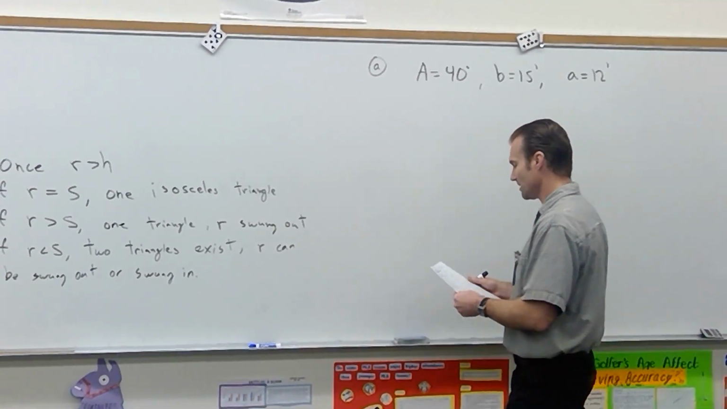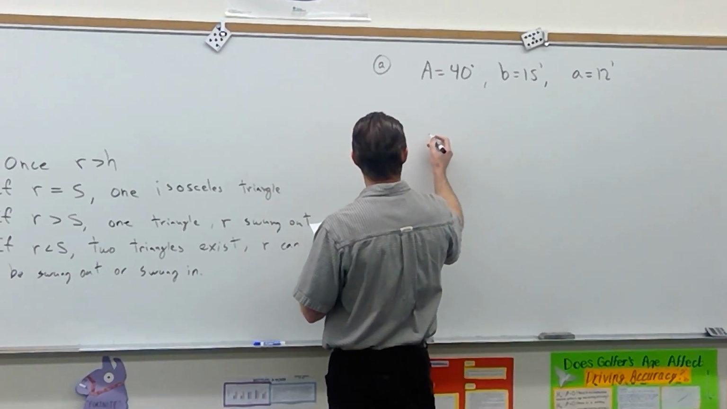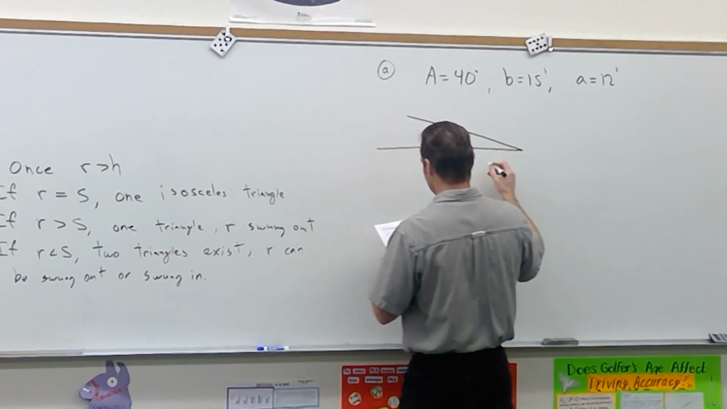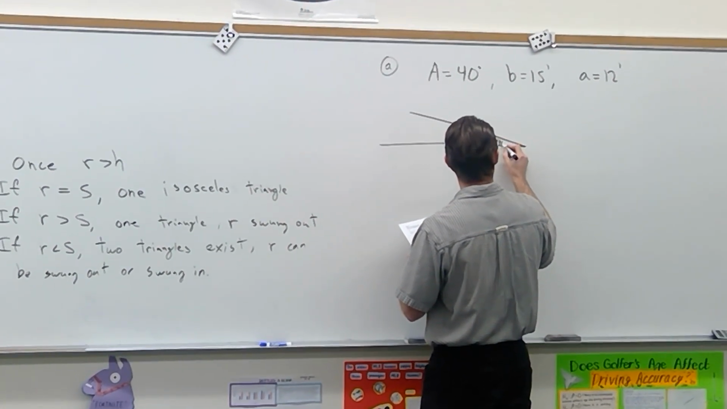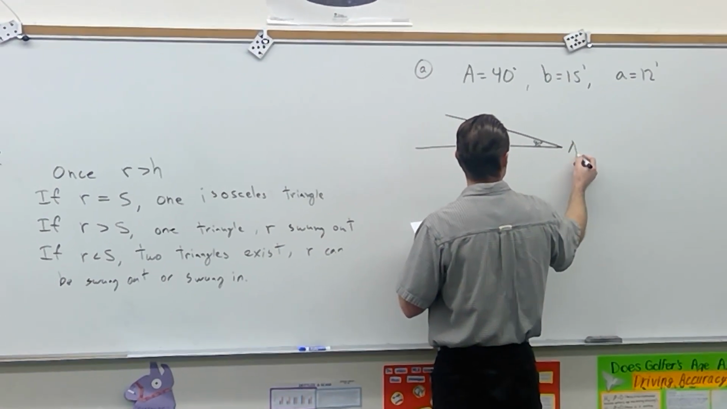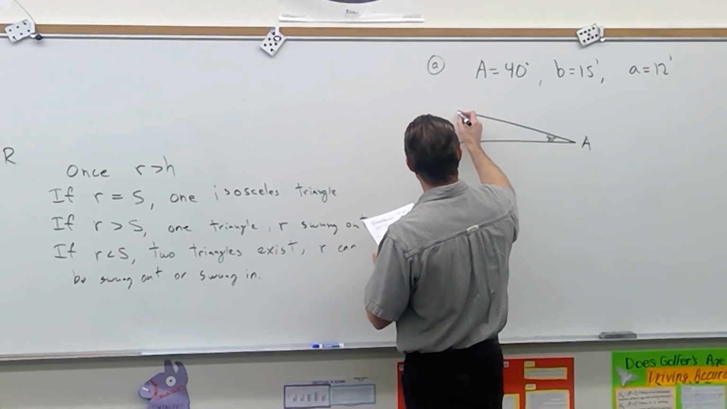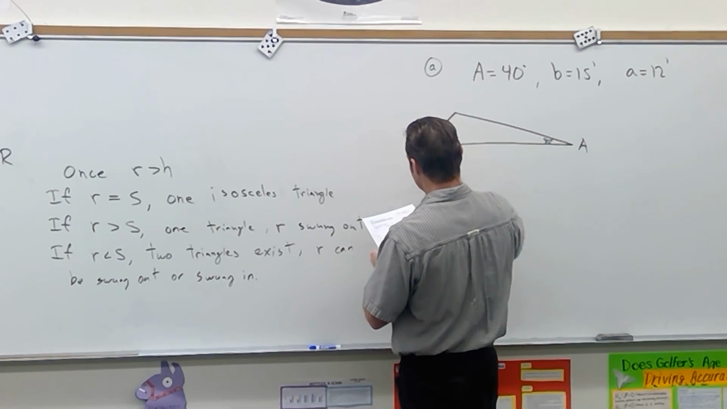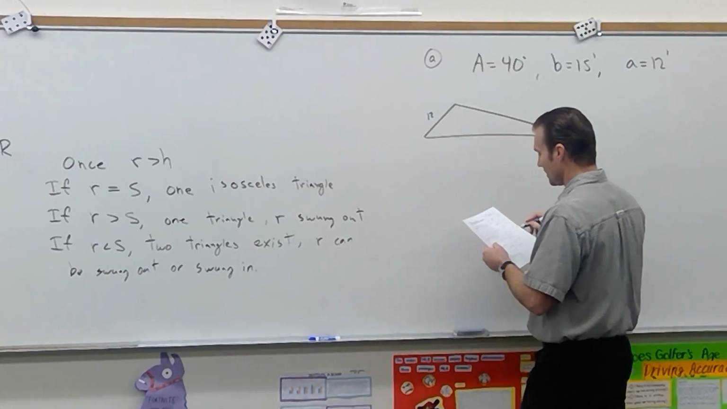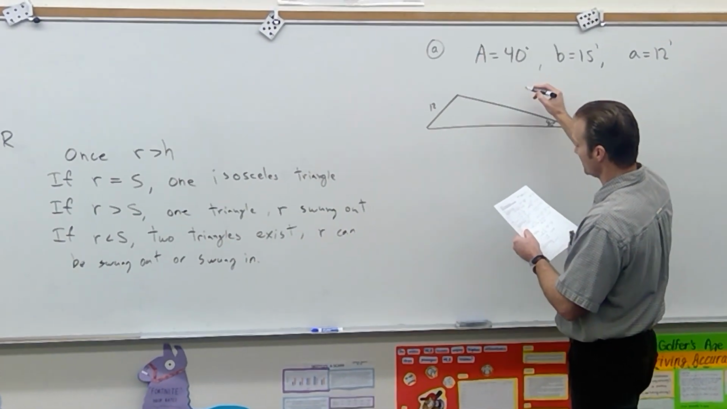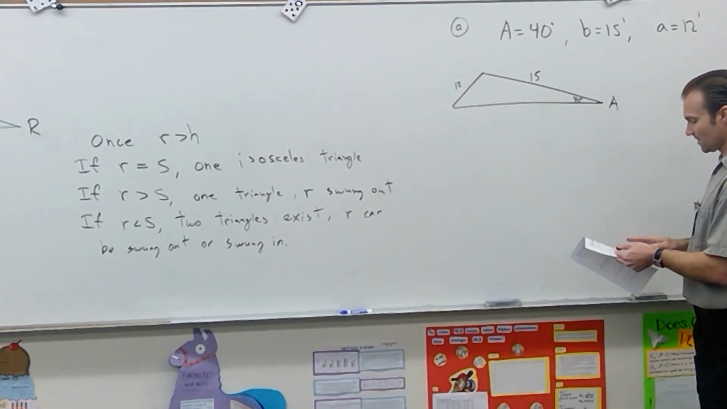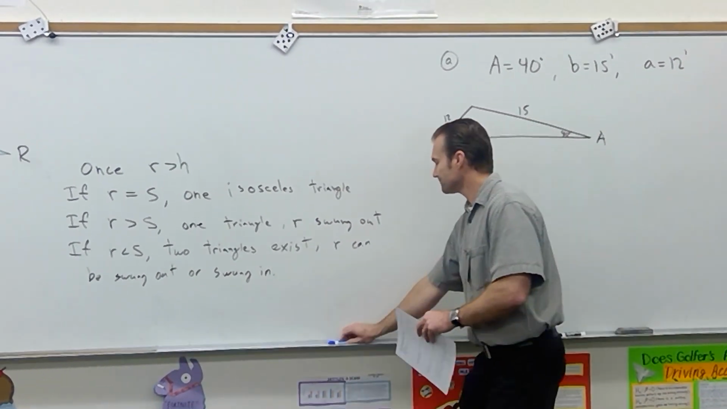So let's go ahead and draw this. So this is going to be 40 degrees. We have, that's A. We have a side opposite A, this is 12. And then we have, this is 15. Okay. So our first step, let's find that height.